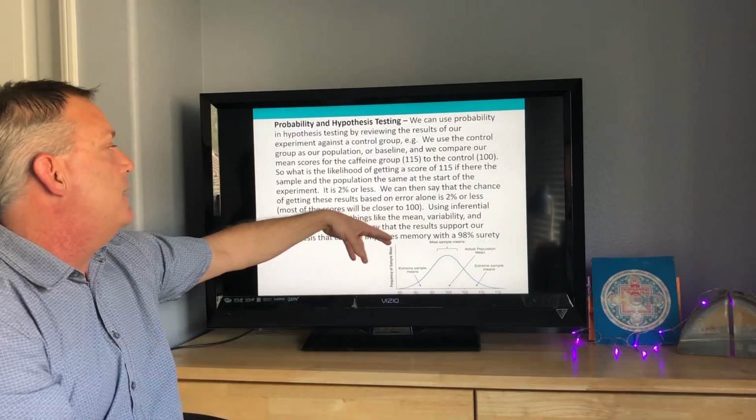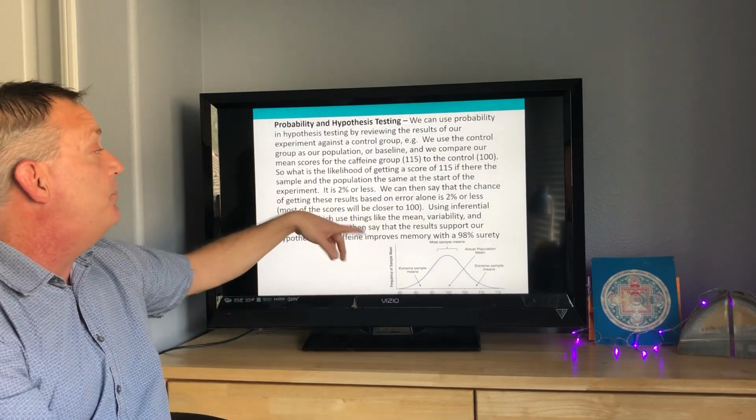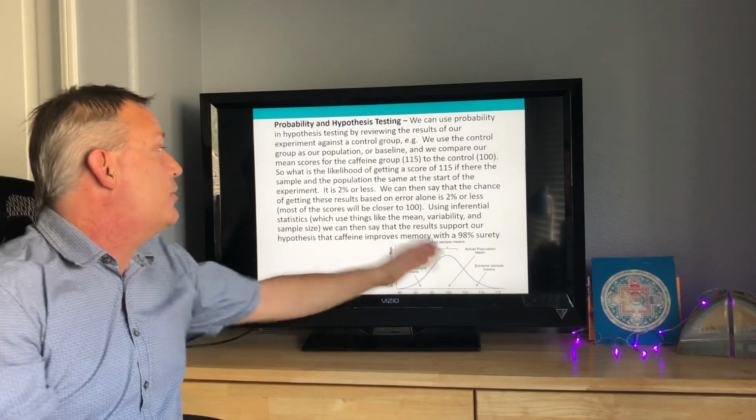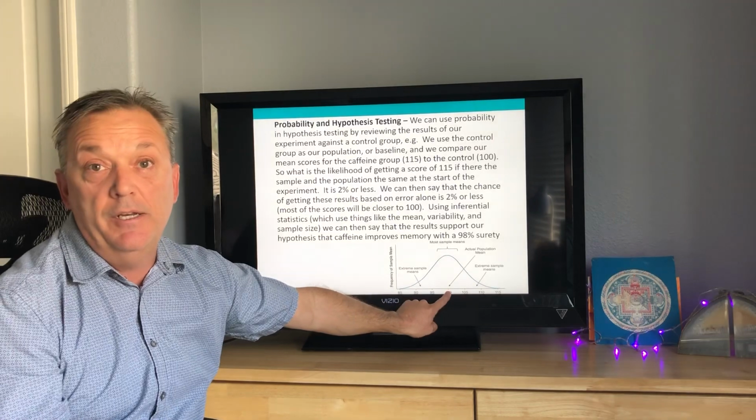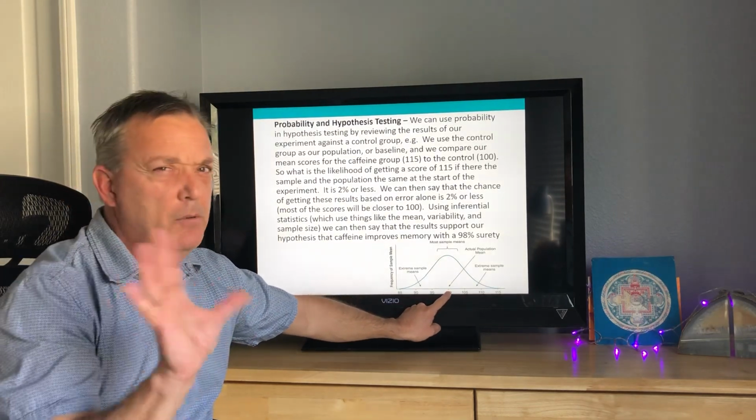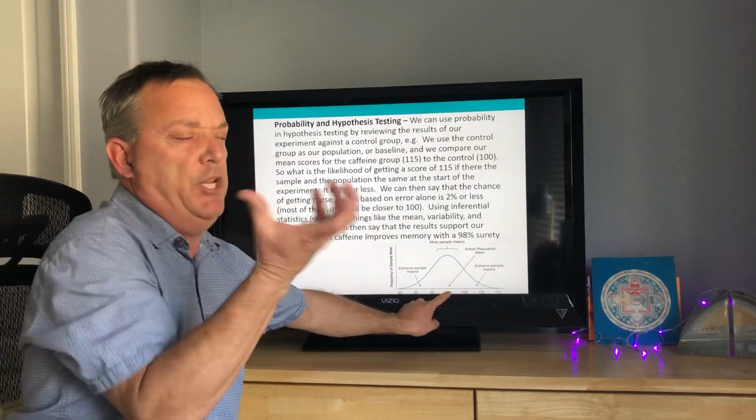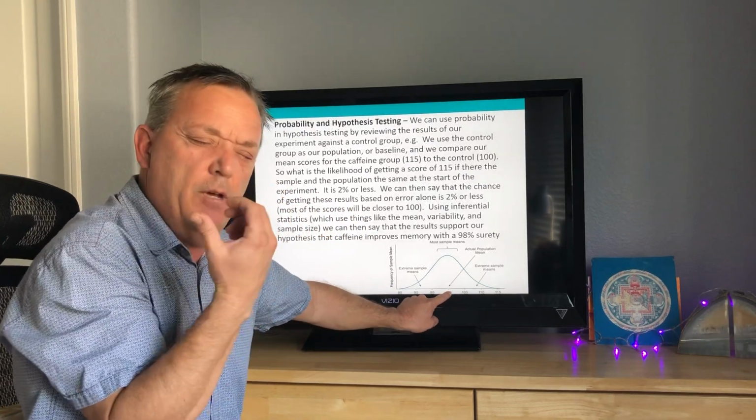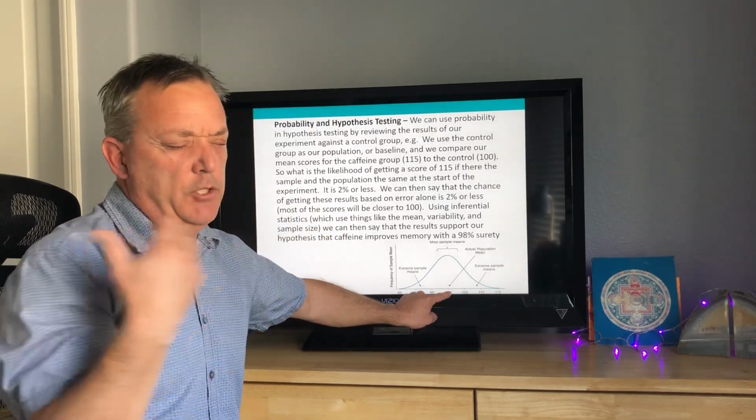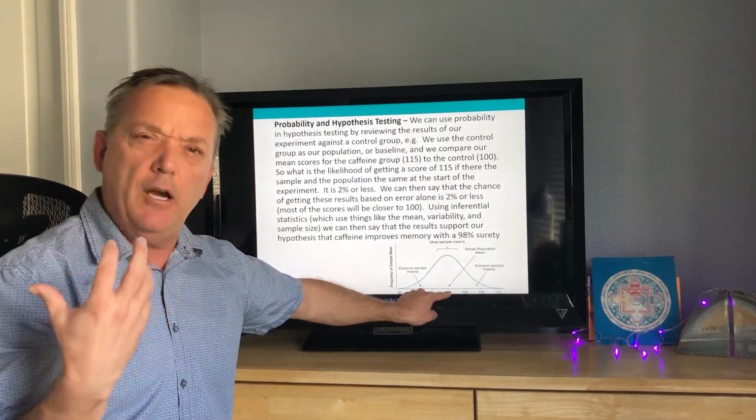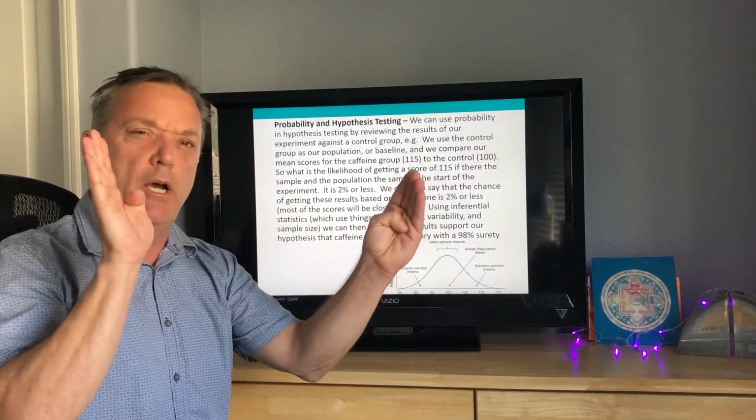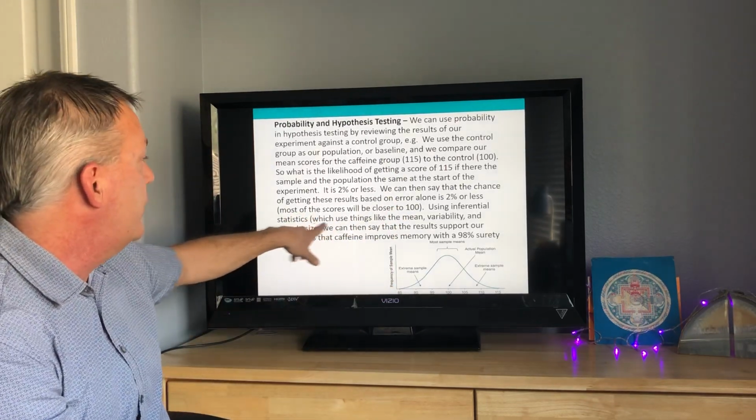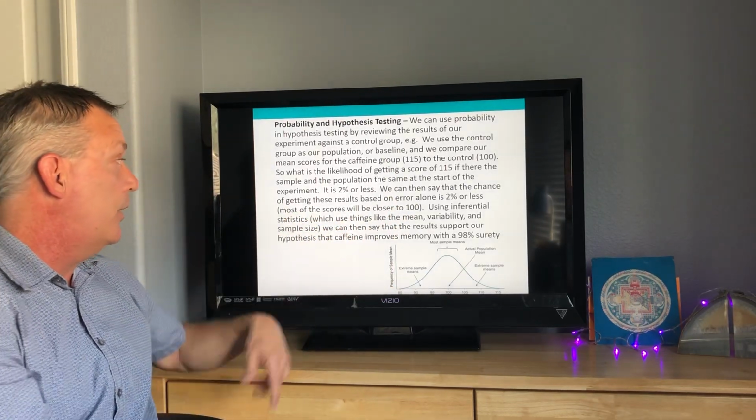We can then extrapolate and say that the chance of getting these results based on error alone is 2% or less, right? Most of the scores should be near 100. But we don't want to talk about the caffeine group, the experimental group, in terms of error. We want to talk about how sure we are that these were based on some difference, right? Our caffeine. Using inferential statistics is what we're going to do.